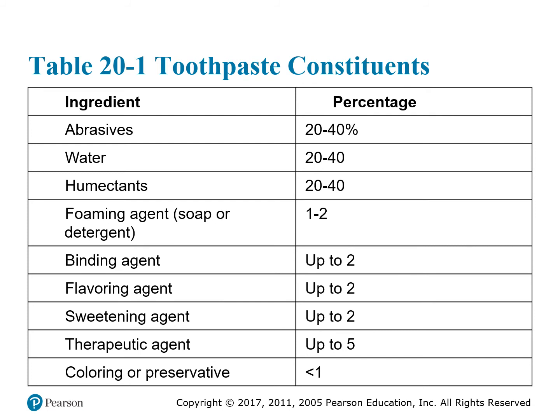Humectants are things that make it wet feeling, right? Foaming agent is like SLS. Binding agents are things that bind to the stannous fluoride. There's flavoring agents, which are pretty important to people.